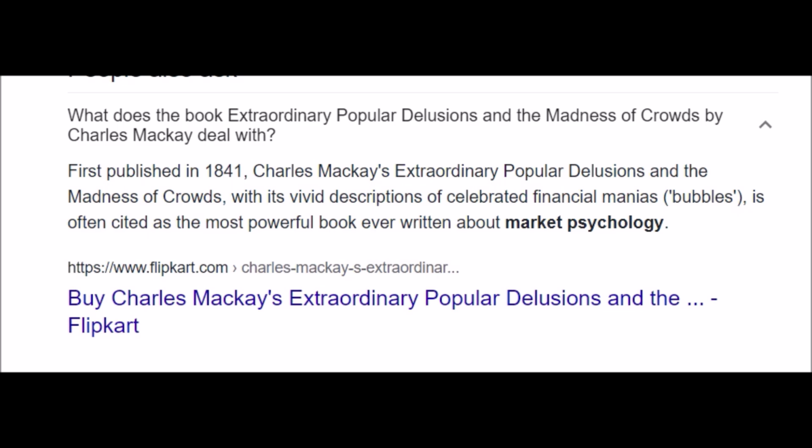And the other book I would suggest people read is Extraordinary Popular Delusions and the Madness of Crowds by Charles Mackay. And that book primarily talks about financial manias or bubbles, and one of the most important ones that he talks about is the tulip bulb mania in Holland.